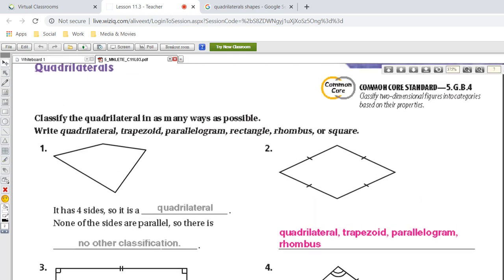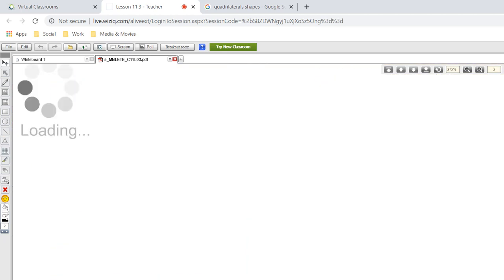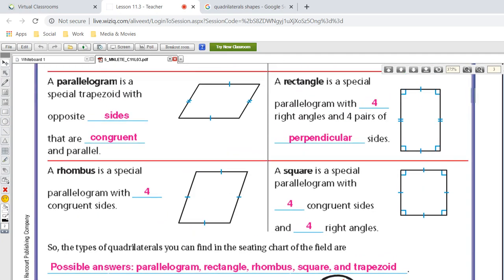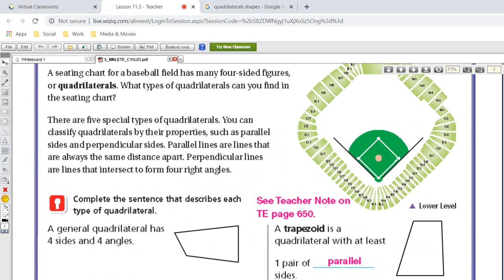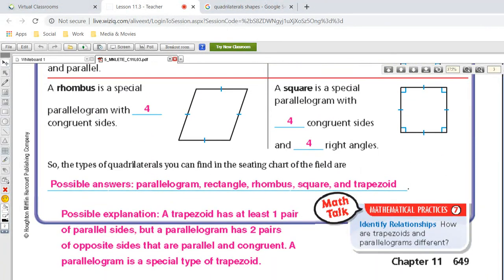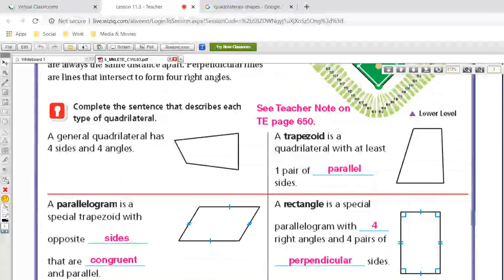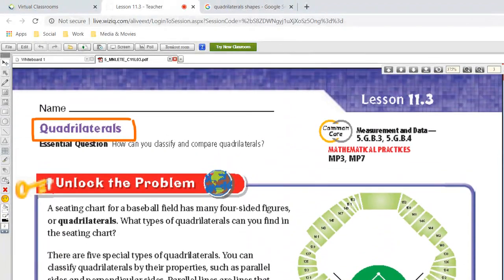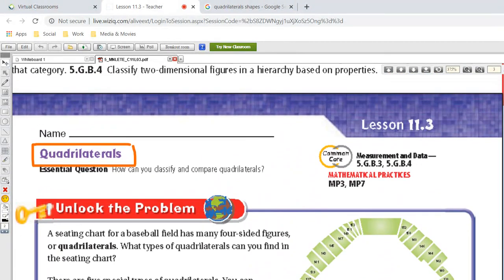Okay, prepare your tools, open your book, page 649. Today's lesson is about quadrilaterals, lesson 11.3.